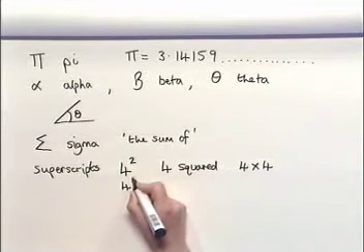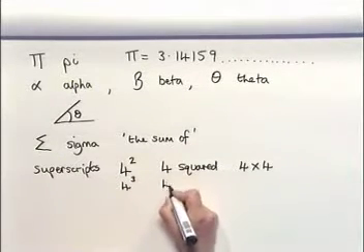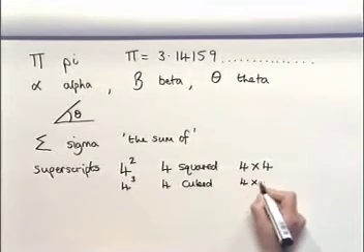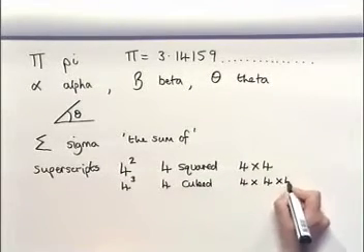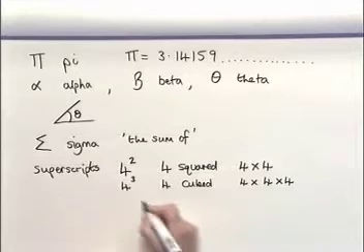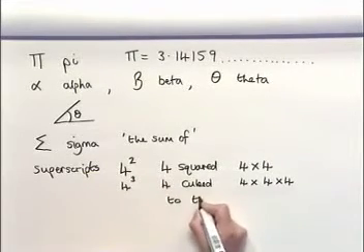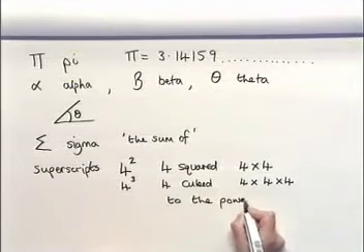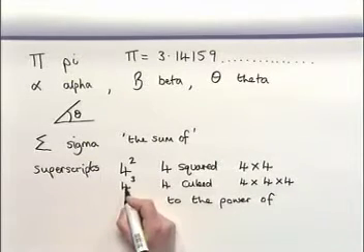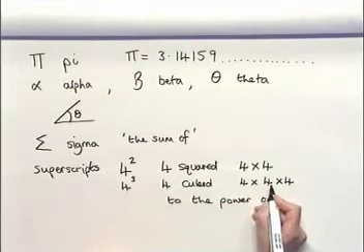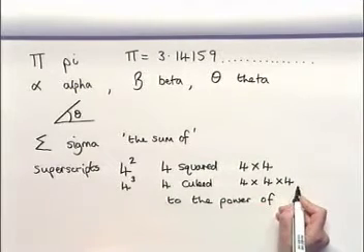If we have 4 cubed, we've got 3 of them, 4 times 4 times 4. All right? A number there means to the power of. So we've raised 4 to the power of 3. 4 times 4 times 4.